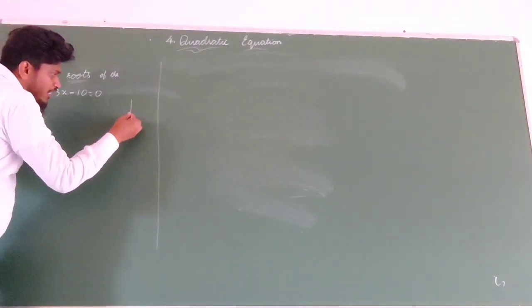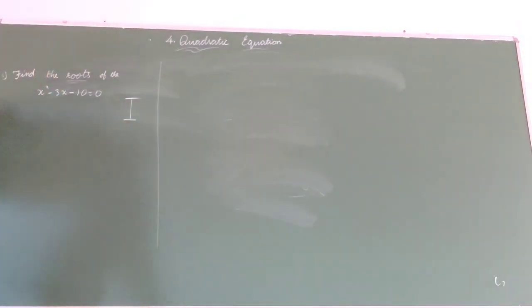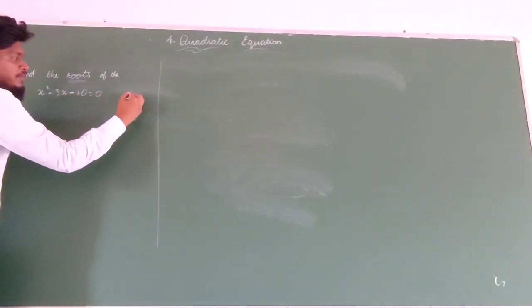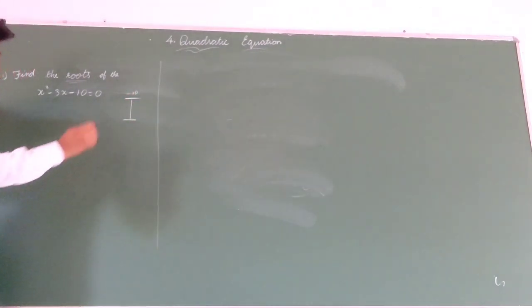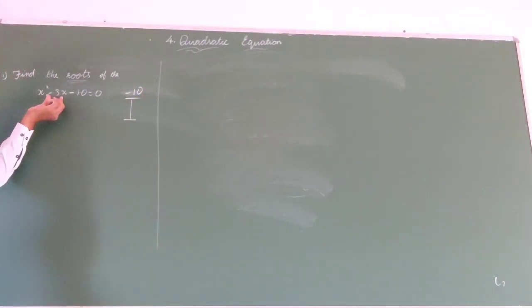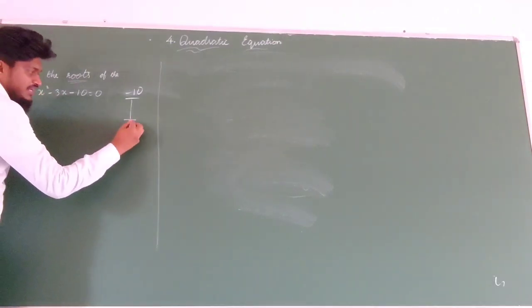Simple. You just take the rough column. Now see here, take the coefficient of x square. What is the coefficient of x square here? It is 1, right? Take that 1 and multiply it with the constant term. The constant term is nothing but the last term. So 1 into minus 10. What is 1 into minus 10? It will remain minus 10. And take the middle term. What is the middle term here? It is minus 3, right? You just apply it here.